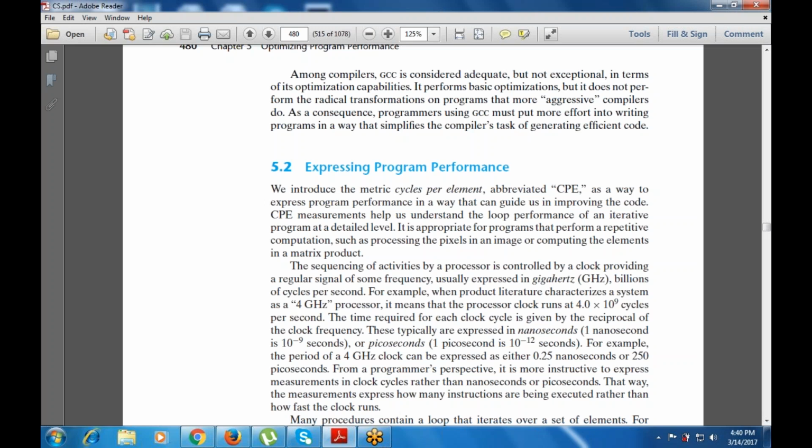The next one is how to express the program performance. That is expressed by using the CPE, cycles per element. That is a way to express the program performance, and a way that can guide us in improving the code. CPE measurement also helps us to determine and understand the loop performance of an iterative program at a detailed level, and it is also appropriate for programs that perform repetitive computation, such as within a matrix product.